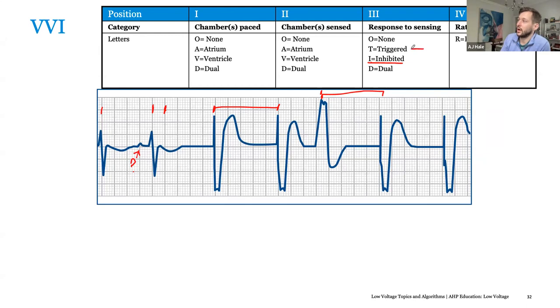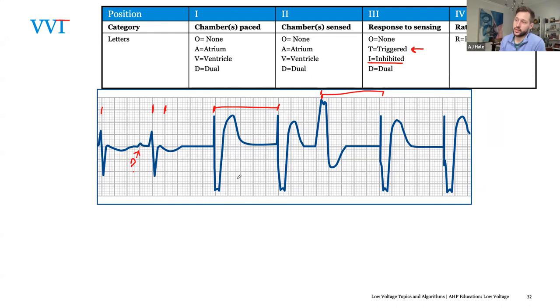Yes. Okay. So I don't know if there's a slide on this later, but we'll go ahead and hit on it now. So what trigger does is, instead of causing inhibition, it causes pacing. So you may see a patient come in with VVT and you're like, what does this do?